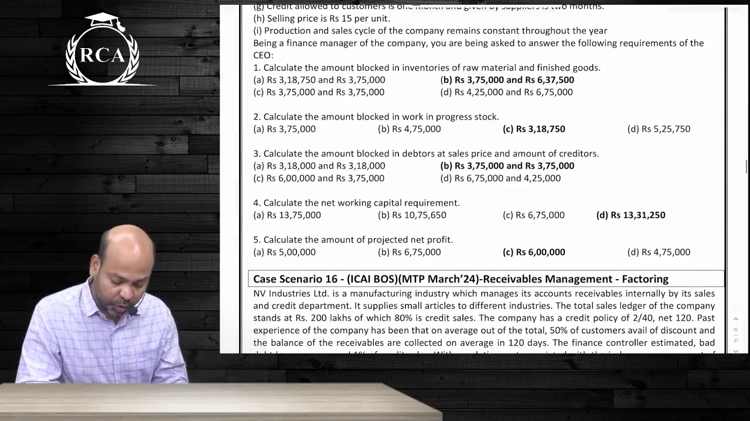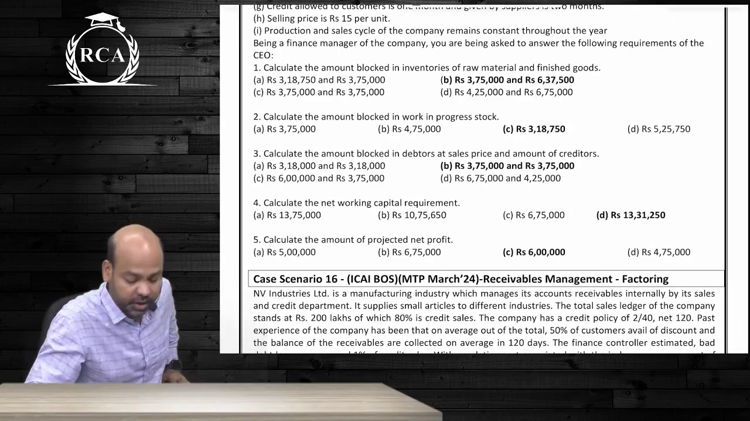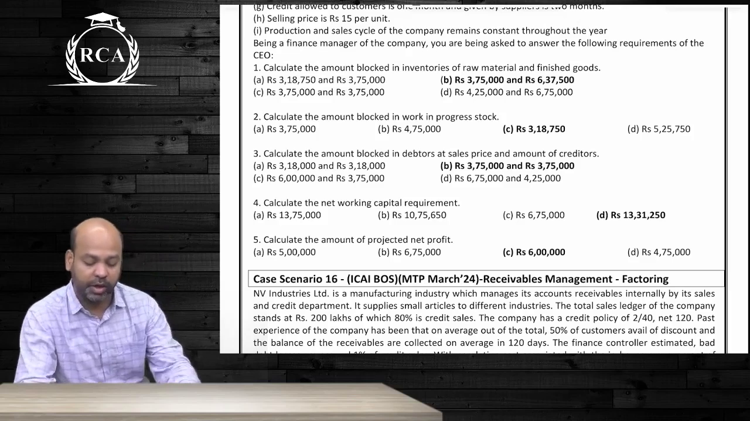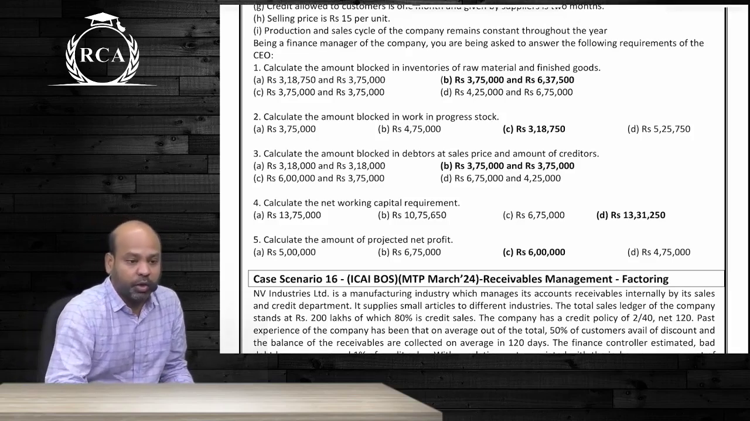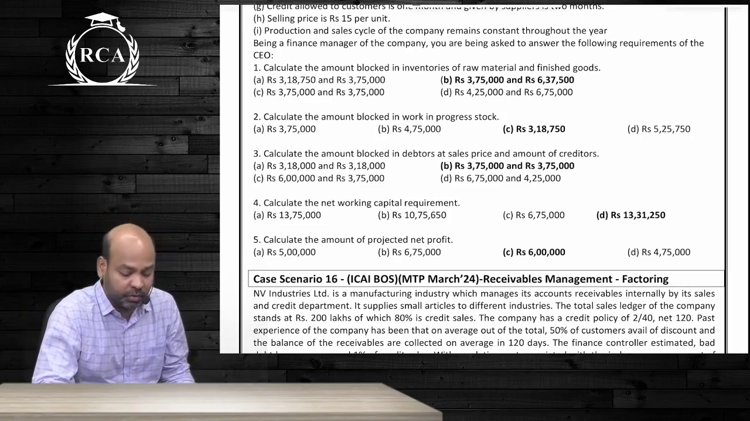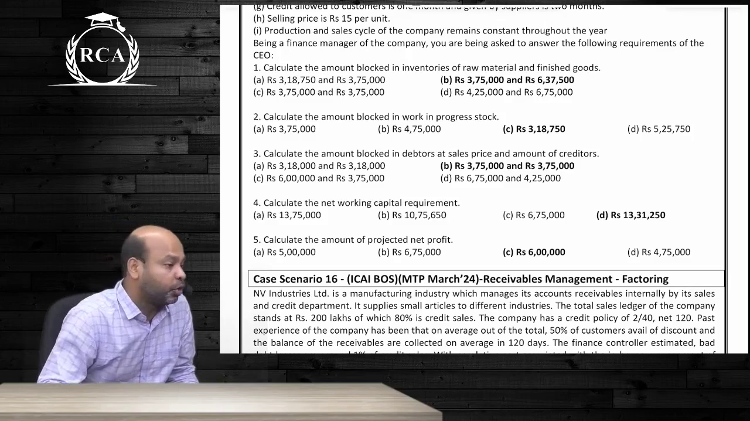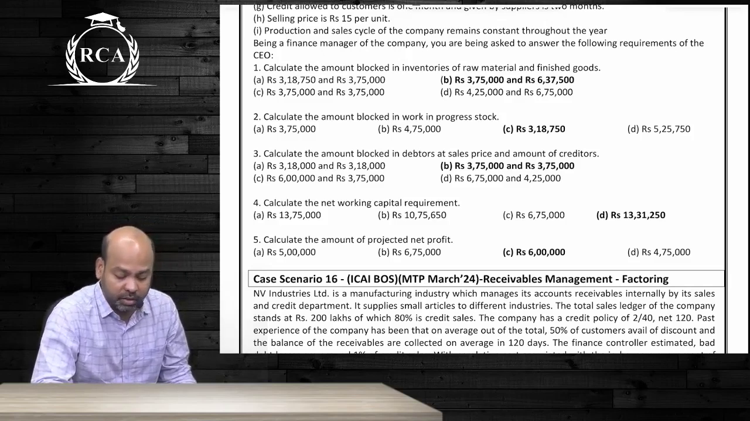The requirement is to compute working capital. Let's look at the requirements once, then we'll come back to the question. It says calculate the amount blocked in inventories of raw materials and finished goods. That will be pretty normal. Once you compute the entire cost statement, you will know how to compute the amount of inventories blocked. Calculate the amount blocked in work in progress stock. There is a minor problem with this, but I'll tell you what that is.